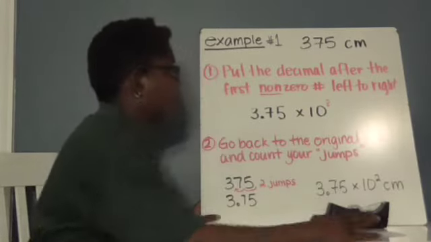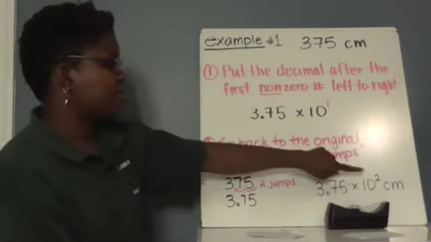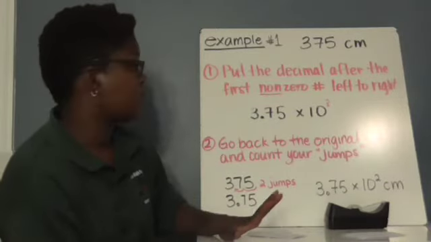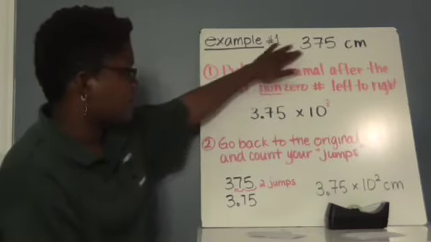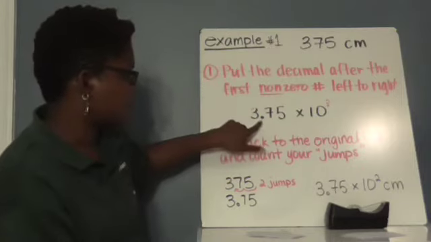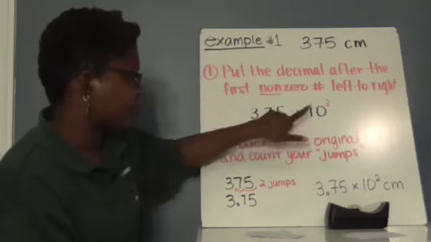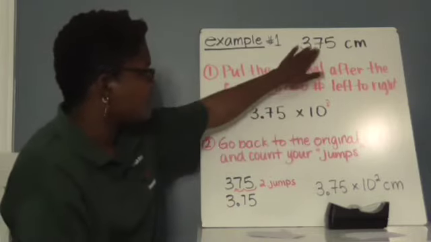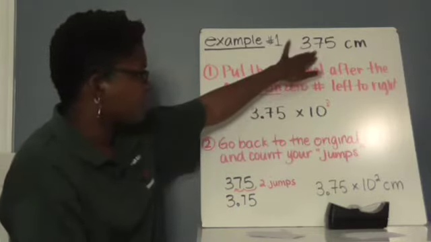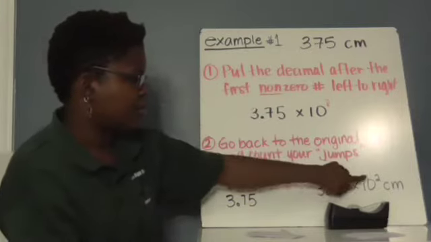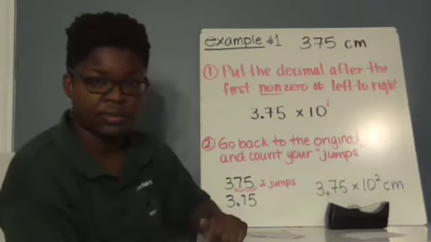Now, anytime the original number is bigger than 1, this will be positive. So again, we look at our root number, we put our decimal after the first non-zero digit, then we look at how many jumps we have to get back to our original number, that's 2. And if this number is bigger than 1, then we leave it alone. We leave our sign the same.